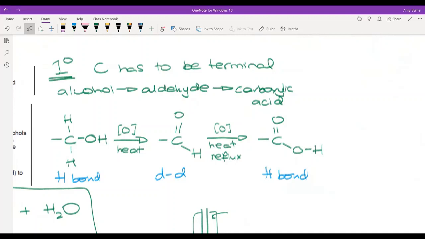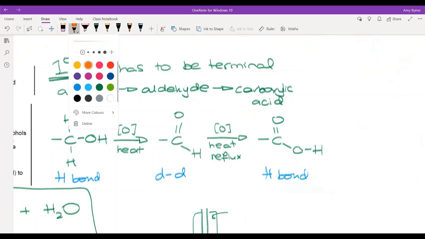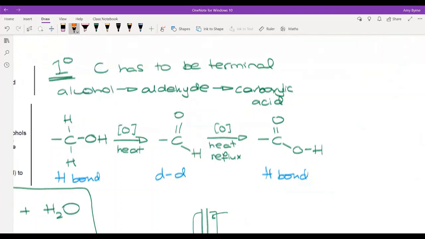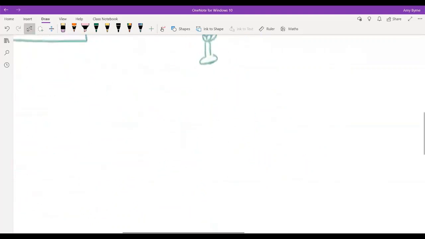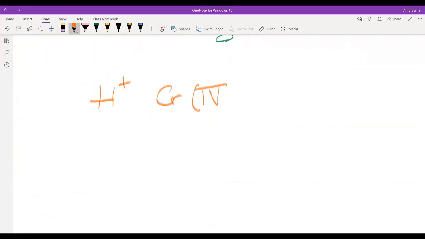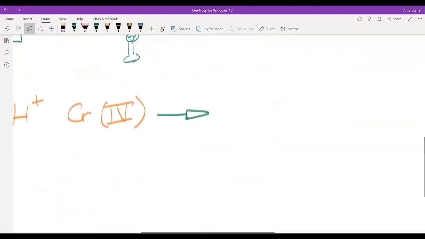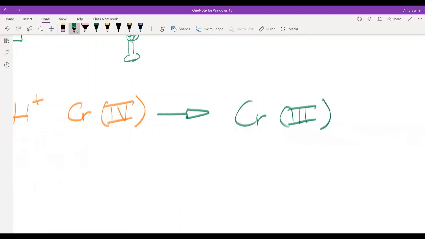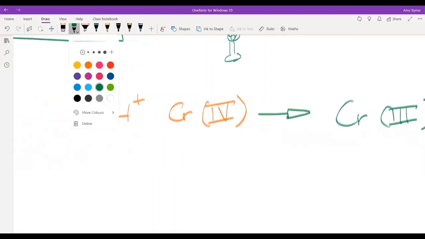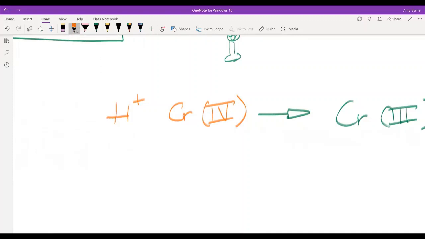Now, the best oxidant for us to use is probably potassium dichromate. Potassium dichromate is one of the most powerful oxidants that we use regularly in the lab. Basically what's happening there is you start with acidified, so H+, K2Cr2O7, with the chromium in the 6 oxidation state. As it reacts, you then end up with the chromium in the 3 oxidation state.